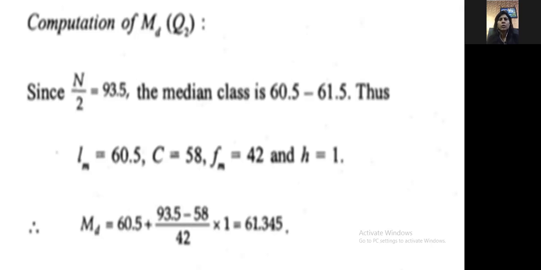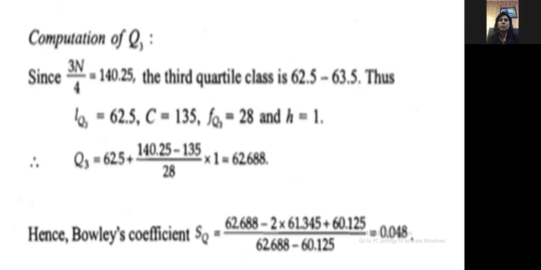Computation of Q2, which we also call the median. The median is also the second quartile. For the median we use n by 2, so we get 93.5, and the median class is 60.5 to 61.5. Thus the lower limit is 60.5, C is 58, F is 42, and H is 1. Here we also represent the class interval as I or H. This is the formula we use for the median of a grouped frequency distribution, and we get the value of the median as 61.345. This is the way we find Q2 or the median.